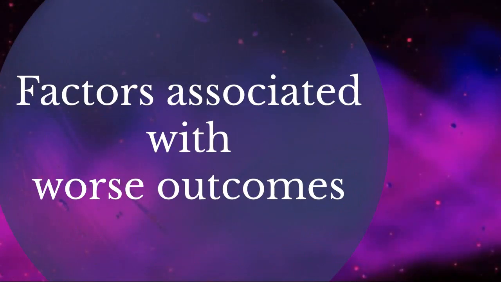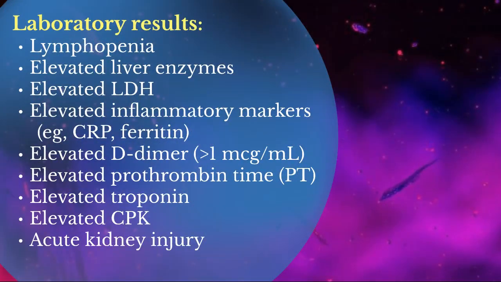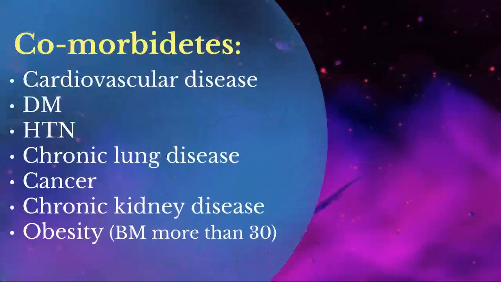So, do we have factors associated with worse outcome? Yes. What are these factors? If a patient has leukopenia, high liver enzymes, high LDH, high inflammatory markers, D-dimer more than one, elevated prothrombin, elevated troponin, elevated CPK, and acute kidney injury, this patient will not pass smoothly. We also have comorbidities, which are cardiovascular disease, diabetes, hypertension, chronic lung disease, cancer, chronic kidney disease, and obesity.